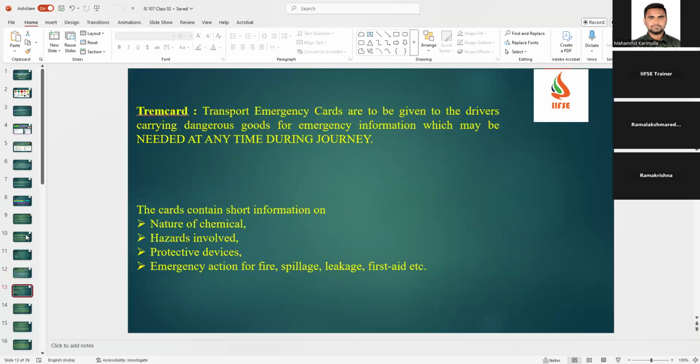Then the TREM card, the transport emergency card. I think those who work in industry are mostly well familiar with this card. Basically it is used to understand the type of material, and it is mostly useful to handle emergency situations. This card will be given for waste wherever you are transporting, and also for certain chemical transportation as well. This card contains short information like the nature of the chemical and what hazards are associated with it.